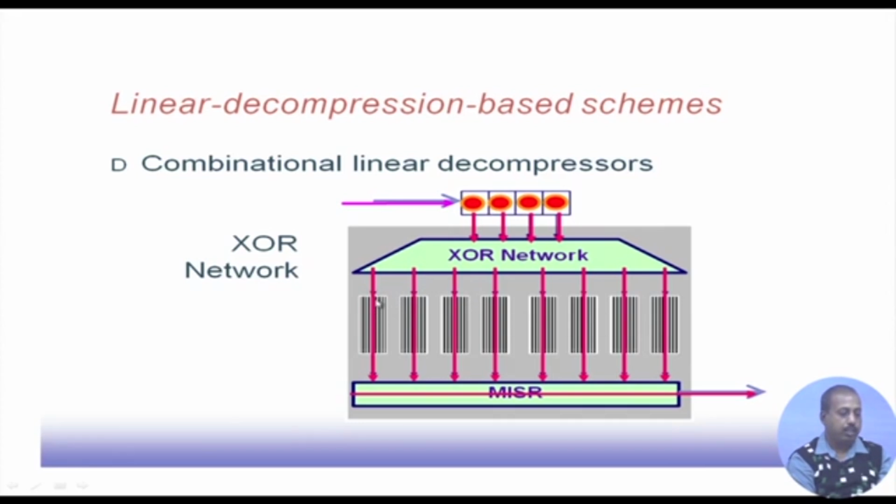chains. After the scan chains have been filled, the circuit will operate in the normal mode, and the response will be captured. When these successive patterns are coming, the responses are getting added up in this MISR, this multiple input signature register, and then it is serially taken out. So, from the tester the test data is serially coming in and the compacted response is going out. This type of situation gives rise to these linear decompression schemes.